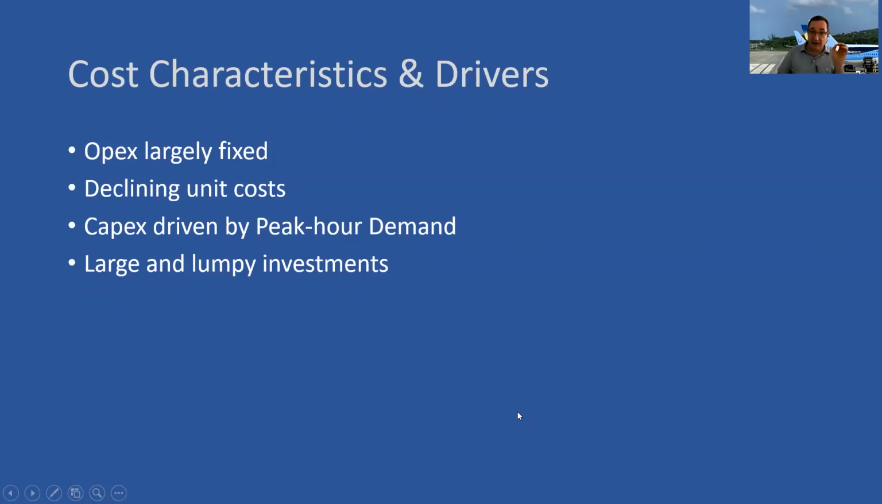However, unit costs decline with size, and we will see that in a moment, okay? That's very, very important. Declining unit costs. You should see that happening in the long term at your airport.